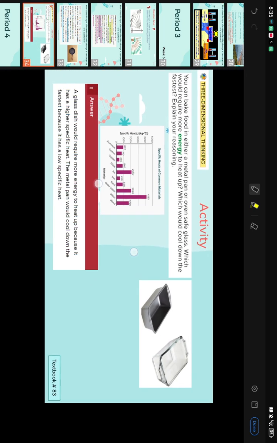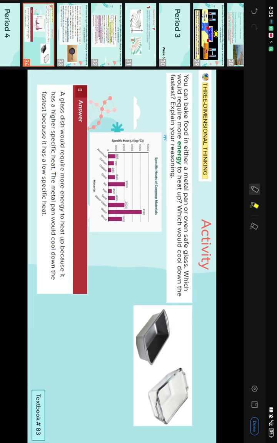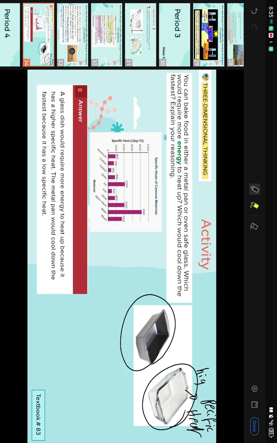Here also I have another example. You can bake food in either a metal pan or oven safe glass. So here we have a metal pan and oven safe glass. We require more energy to heat up the glass, as the question told you. That means the glass has high specific heat, but the metal has low specific heat.